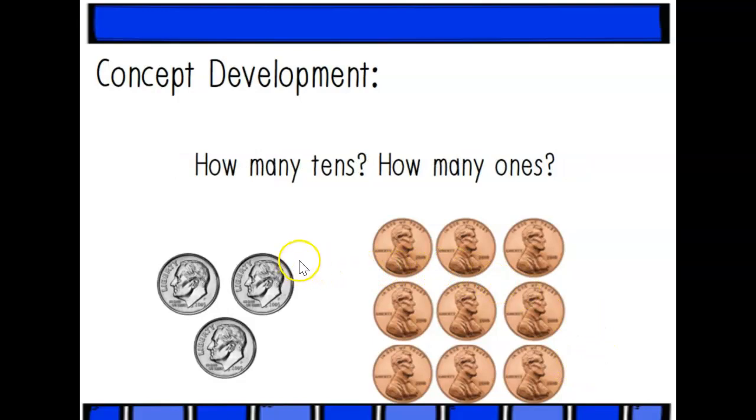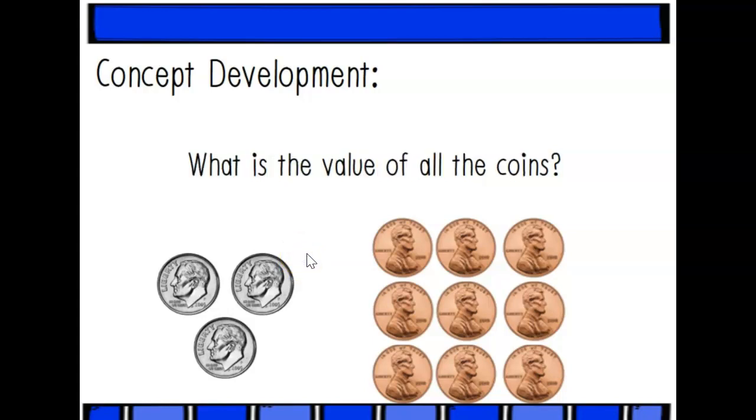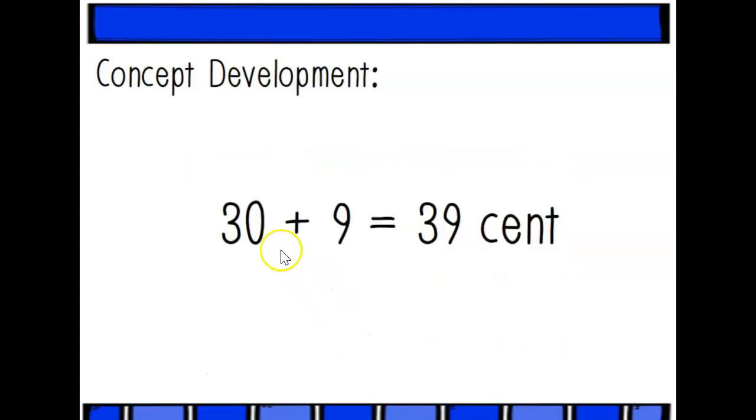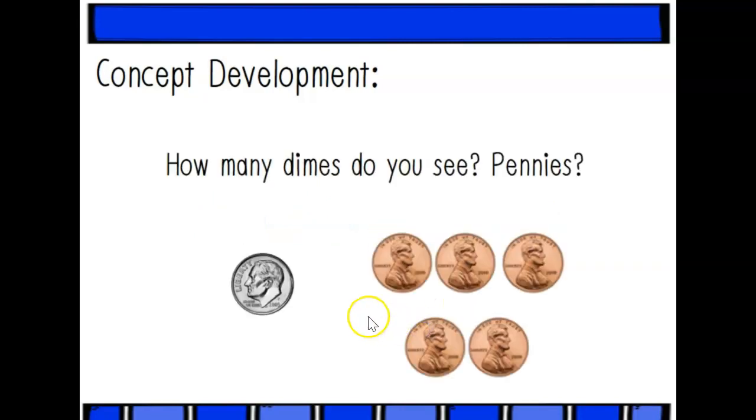How many tens do I see? I see 3 tens and 9 ones. What is the value of all the coins? Let's count. 10, 20, 30, 31, 32, 33, 34, 35, 36, 37, 38, 39 cents. So 30 plus 3 dimes, 30, plus 9 pennies, 9 equals 39 cents.